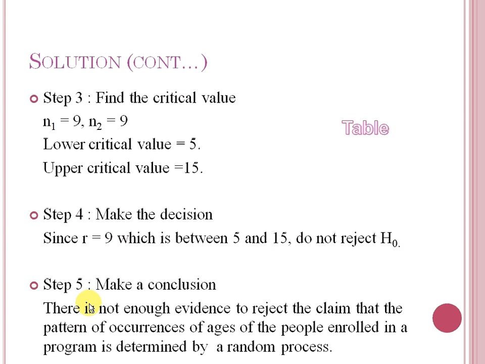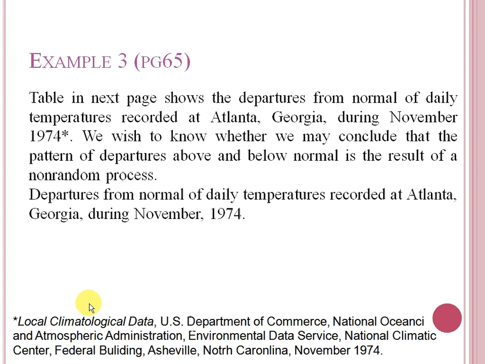So the conclusion is there is not enough evidence to reject the claim that the pattern of occurrence of age of the people enrolled in a program is determined by a random process. In this example, we test the age. We want to see whether it is greater than or less than the median. Actually, you can also check the randomness by using the mean instead of the median.